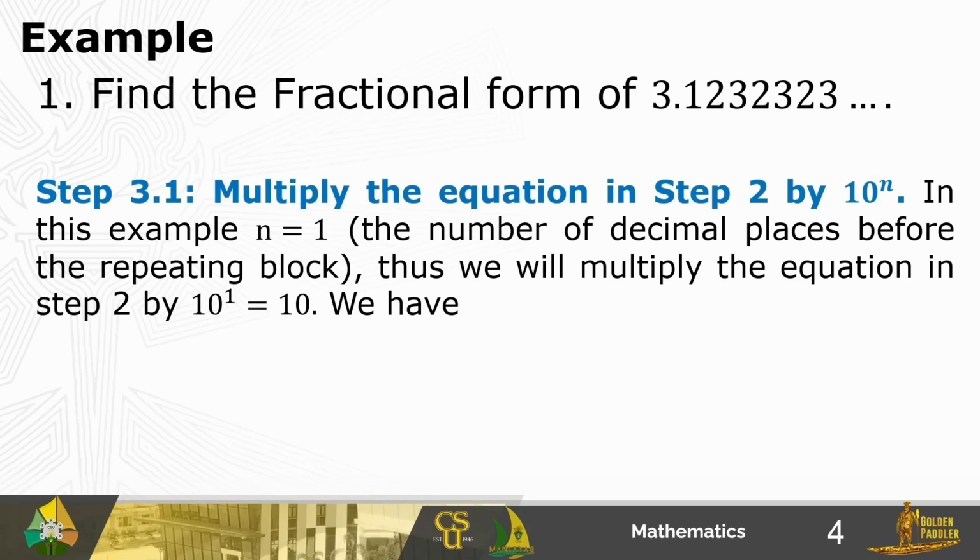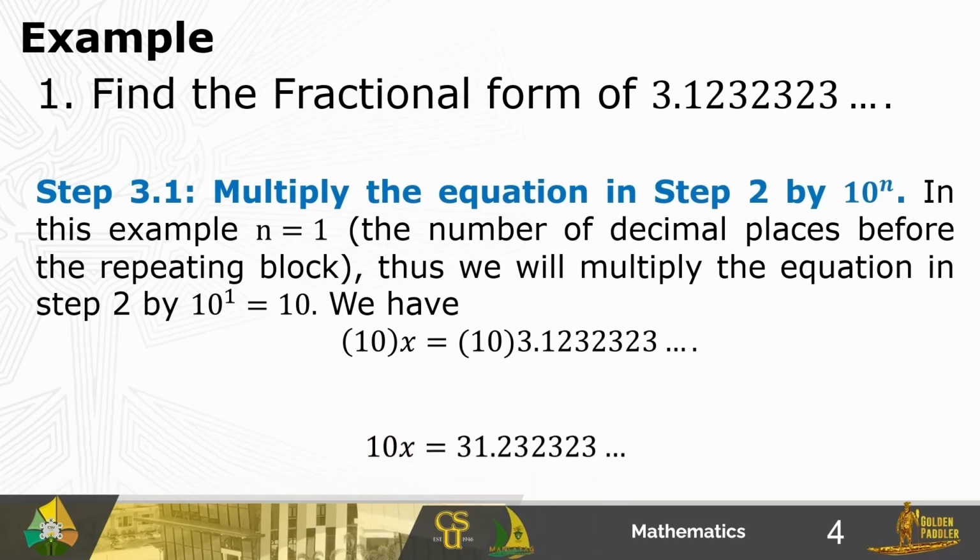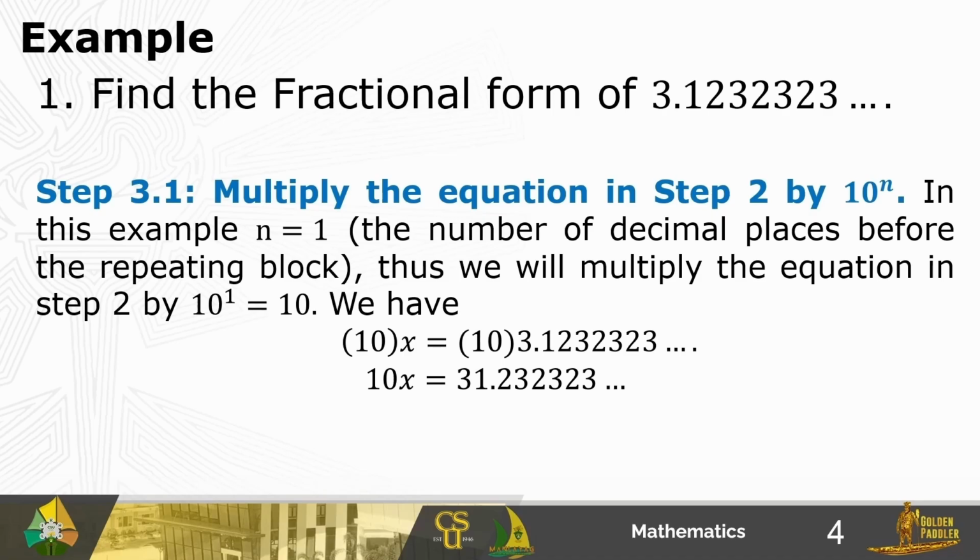As you notice in our example, the repeating 23 comes right after 1 digit, or 1 decimal place before the repeating block, meaning our n is equal to 1. Thus, we multiply the equation in step 2 by 10 to the 1, which is 10. So 10 times x is equal to 10 times 3.123123..., and we get 10x equal to 31.2323... and so on. This is our new equation for this example.